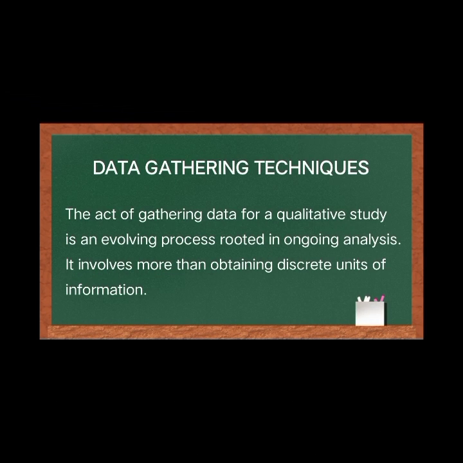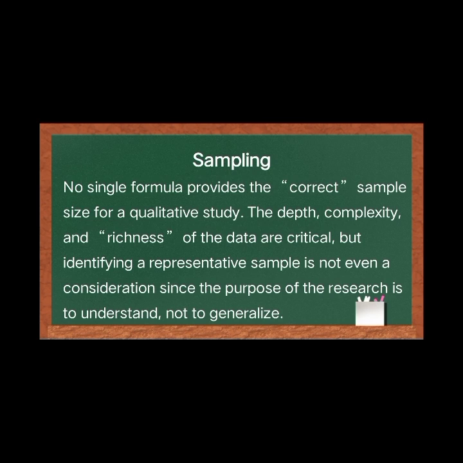Data gathering techniques. The act of gathering data for a qualitative study is an evolving process rooted in ongoing analysis. It involves more than obtaining discrete units of information. Sampling. No single formula provides the correct sample size for a qualitative study. The depth, complexity, and richness of the data are critical, but identifying a representative sample is not even a consideration, since the purpose of the research is to understand, not to generalize.